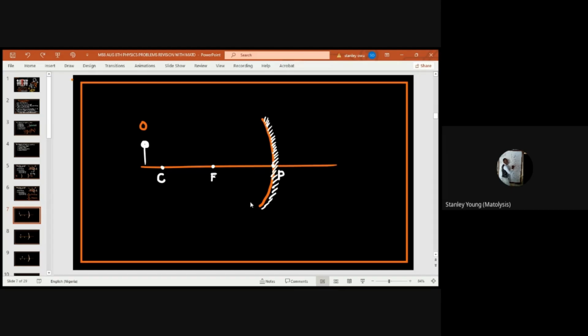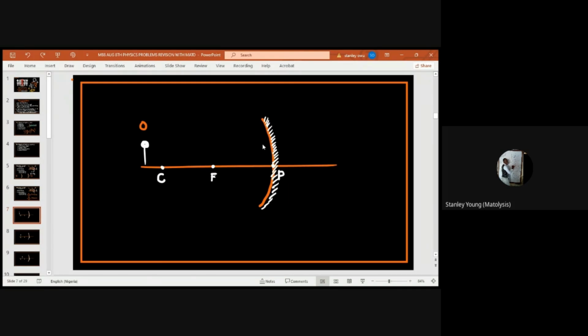A mirror has important parts you need to be familiar with. If this is a curved mirror, the center of the curved mirror is called the pole. In this case, this center here, the geometric center of the curved mirror, is called the pole of the mirror.